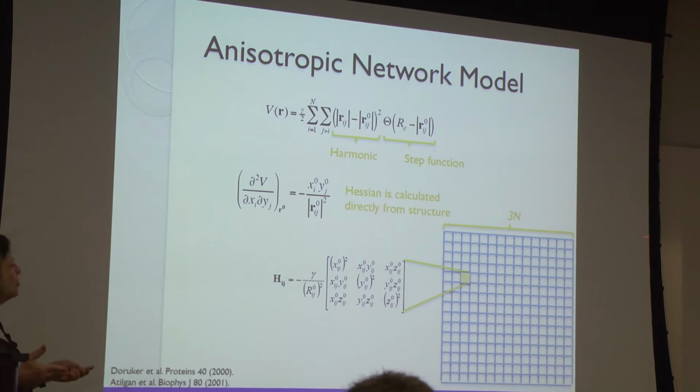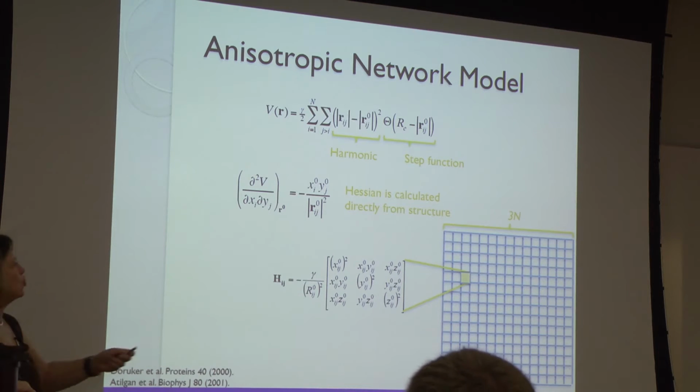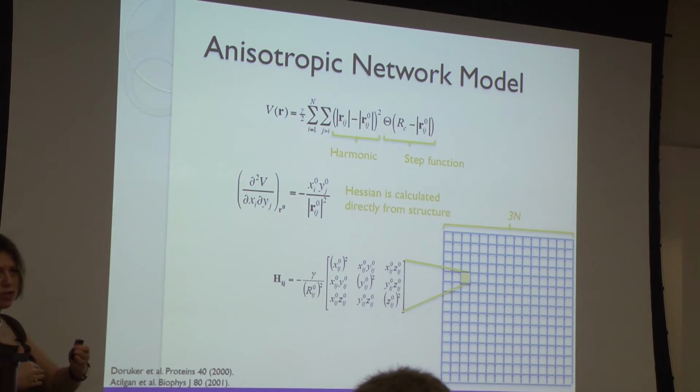And what each element literally means is the second derivative of the potential. The potential looks complicated, but it's not. It is again the distance Rij between residues i and j, with respect to the original distance, squared, typical of a harmonic potential. This complicated thing is just called a step function, which selects all residue pairs that are within a cutoff distance Rc of 10 angstrom. So when you sum over all residues, you have a filter, if you like. You select only those residue pairs that are within this distance.